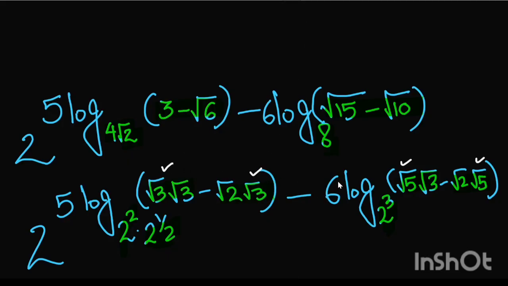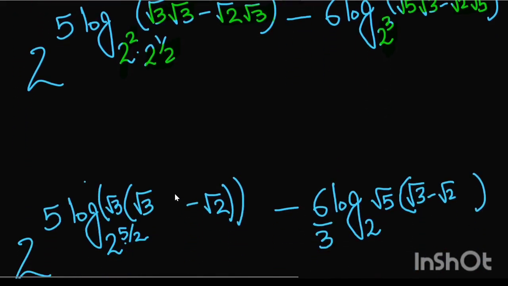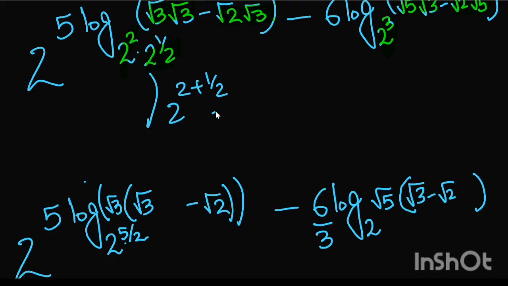So what we will do in the next step, this 2 plus this becomes 2 to the power 2 plus half, the base I'm talking about. So which gives 2 2s are 4 plus 1, 5 by 2 in the next step, like this. This is the base. Now we can take root 3 common, so it becomes root 3 minus root 2, and here it was root 5 common, so root 5 we will take common, so root 3 minus root 2 will be left.